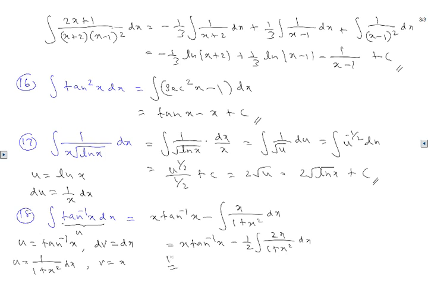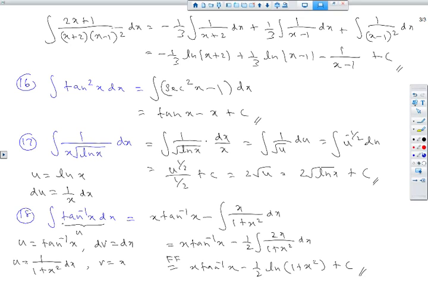So by the formula trick, we can write x tan inverse x minus 1/2 natural log of 1 plus x squared. You know the bottom function is positive, so you don't need the absolute value; you just put a bracket there because that's always positive. So that's it. Number 18, not 19.